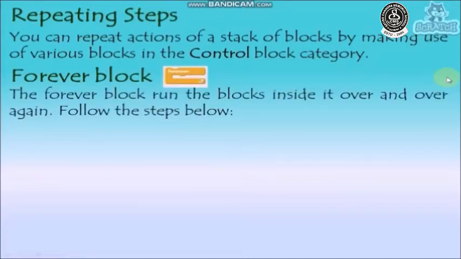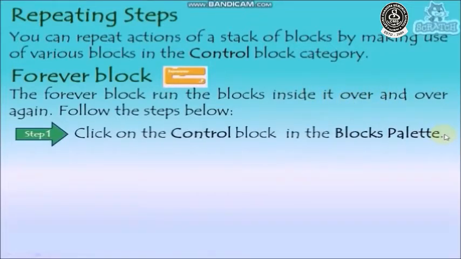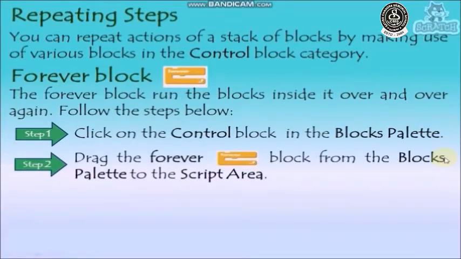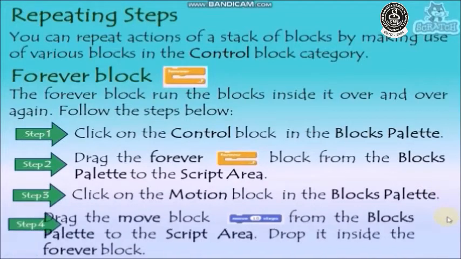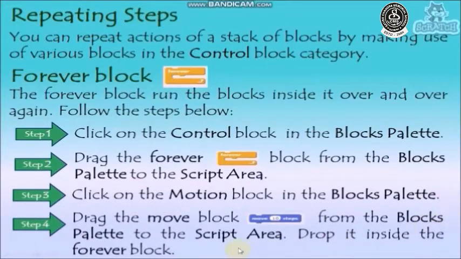The forever block runs the blocks inside it over and over again. Step 1, click on the control block in the blocks palette. Step 2, drag the forever block from the blocks palette to the script area. Step number 3, click on the motion block in the blocks palette. Step number 4, drag the move 10 steps block from the blocks palette to the script area and drop it inside the forever block.